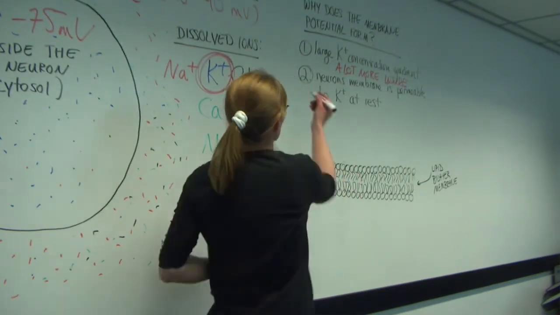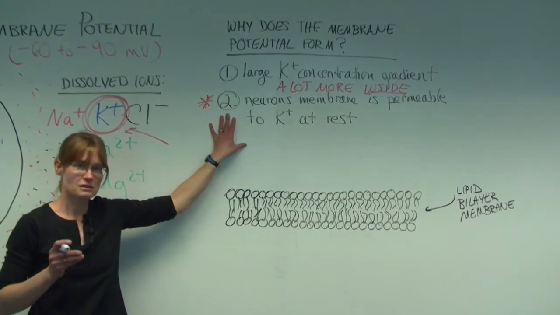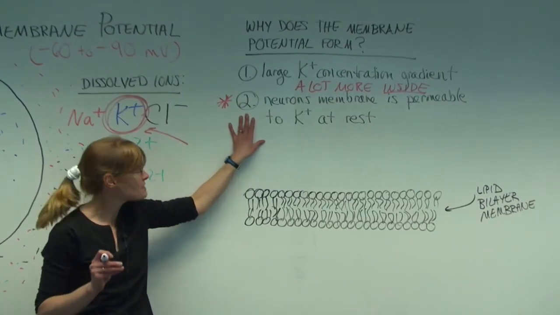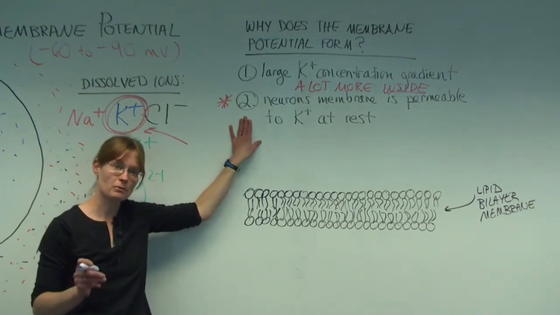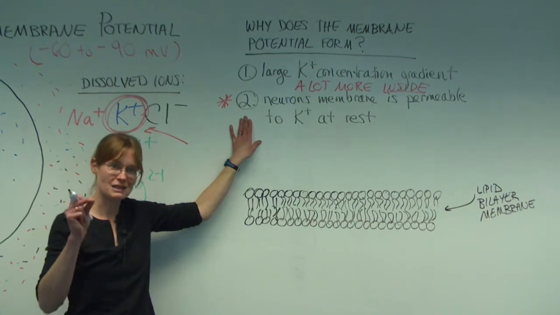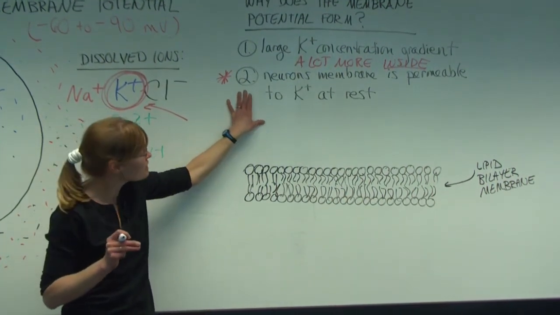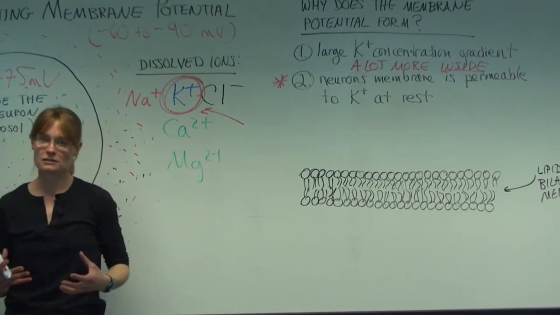The other thing, and this actually is really key to this whole process, is the fact that unlike the other ions that are present, potassium is able to cross the cell membrane while the cell is at rest, while that neuron is in its resting state. And that really isn't true, at least to the same extent, for all of our other ions there.